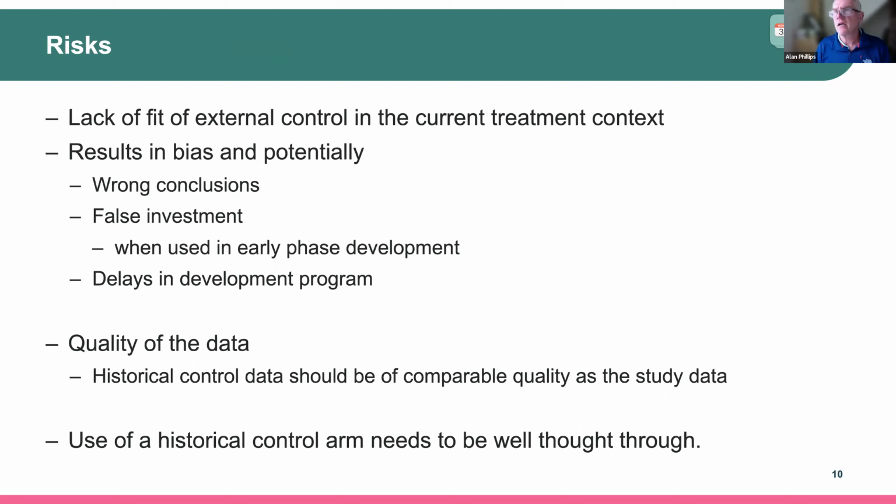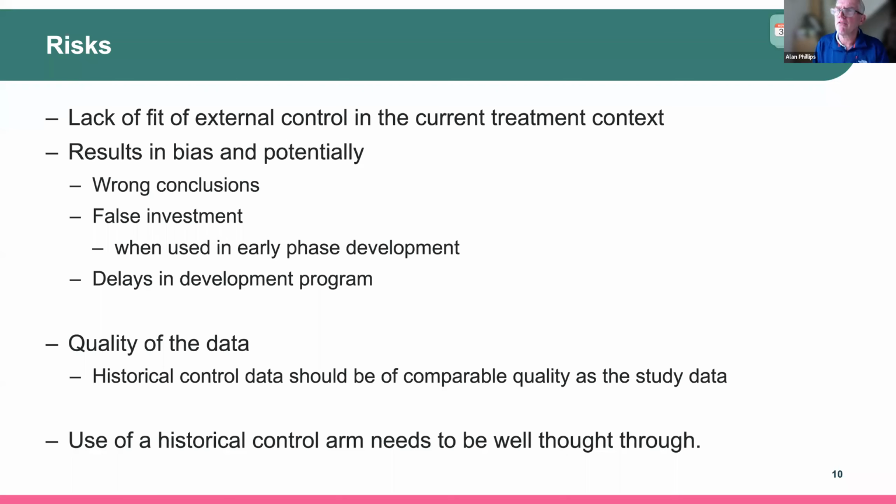In terms of the risk, we've already touched on some of these in terms of the bias. It's about getting appropriate historical data that matches the patient population of interest, minimizing calendar bias, minimizing assessment bias. So one of the risks you really have to focus on is making sure the fit of the external control is current in the current treatment context. If you don't, it's a huge risk to the development program. And that can result not only in bias, as I've talked about, but potentially you can draw the wrong conclusions. You can make false investments.